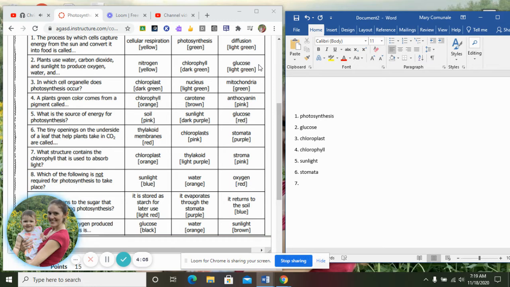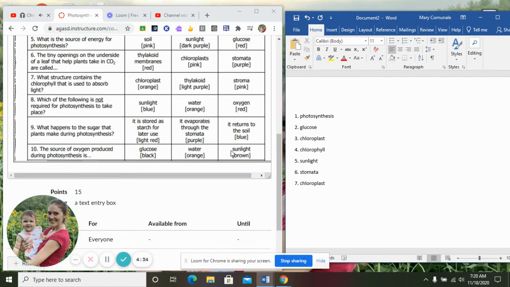What structure contains the chlorophyll that is used to absorb light? Chloroplast, thylakoid, or stroma? Well, the overall structure is called a chloroplast. The thylakoid are inside of the chloroplast, and that is actually the main site for photosynthesis, but I wouldn't say that that's the only place that chlorophyll is located. And the stroma is just this jelly-like fluid inside of a chloroplast, kind of like your cytoplasm in your cells.